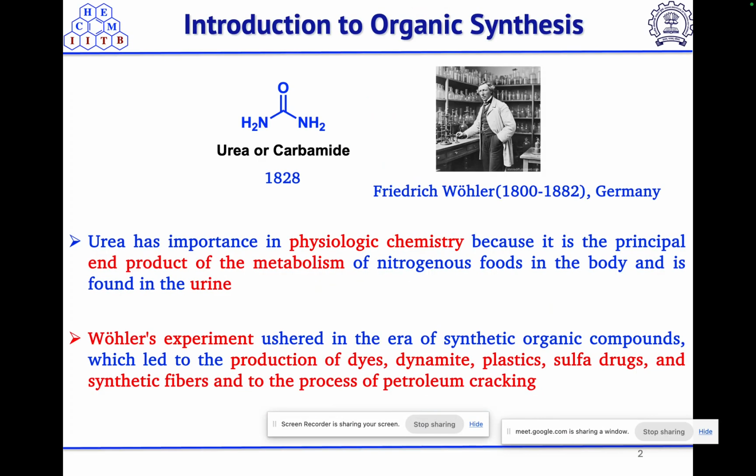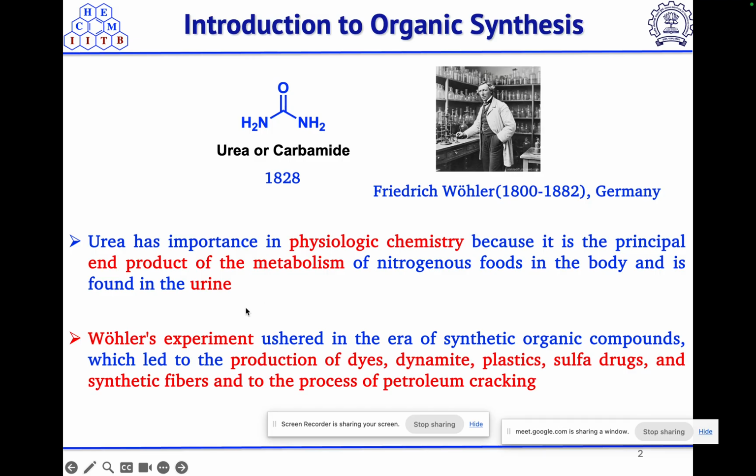I'll come into basics first. So, introduction to organic synthesis. I guess all of you know the first synthesized molecule was urea, or it is called carbamide, which was synthesized by the German chemist Friedrich Wöhler. And as you all know, urea has an important role in physiological chemistry because it is an end product of metabolism of nitrogenous food, and it is also found in urine.